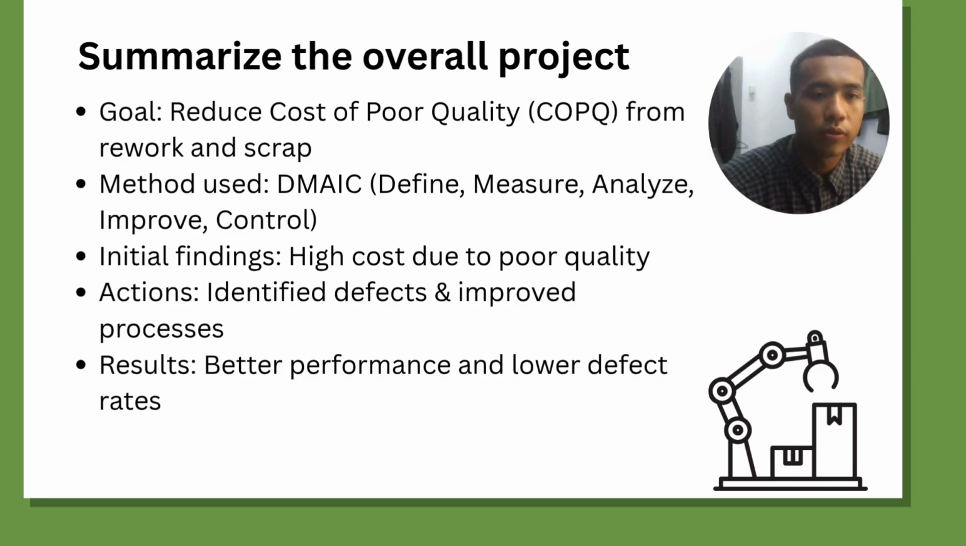So our goal is to reduce the cost of poor quality, COPQ, from rework and scrap. And the method we use is DMAIC: define, measure, analyze, improve, and control. And the third one is initial finding. The initial finding is high cost due to poor quality, and then action: identify defects and improve the process. And the last one is result. So the result is better performance and a lower defect rate.